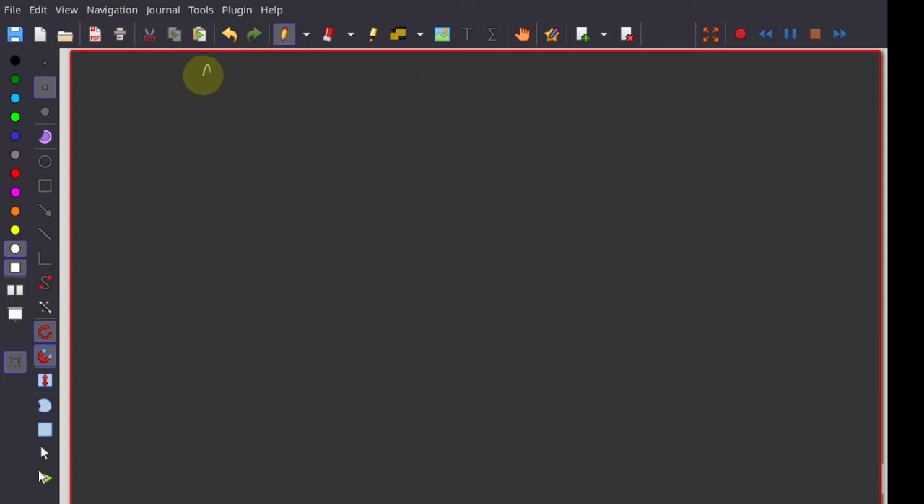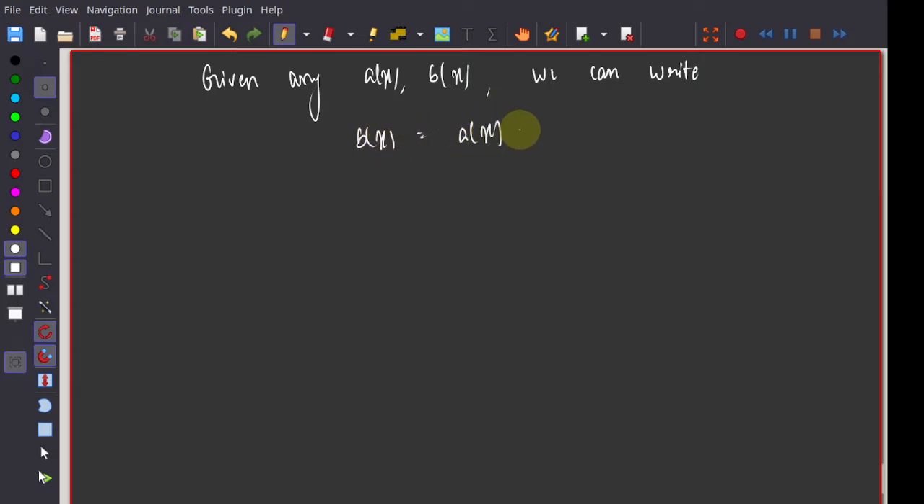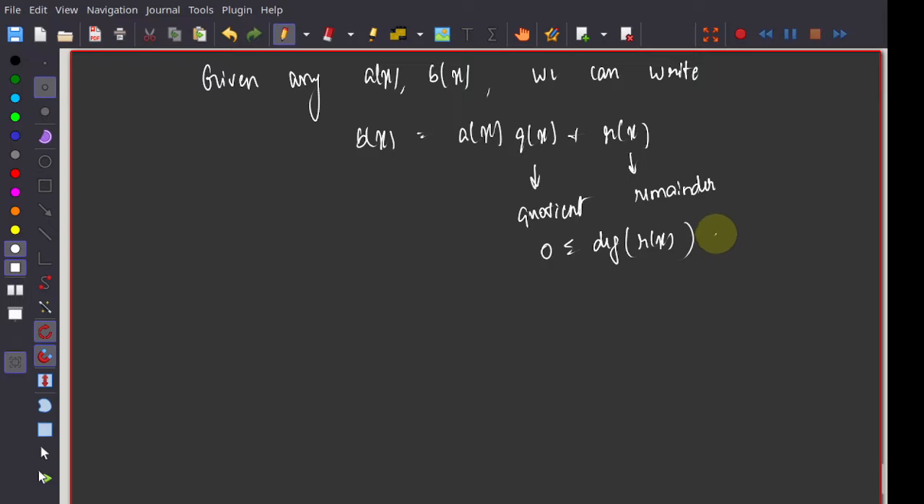Another way of stating this is, given any polynomials a of x and b of x, we can always write b of x as a of x times q of x plus r of x, where this is our quotient, this is our remainder, and the degree of r of x is strictly less than the degree of a of x.